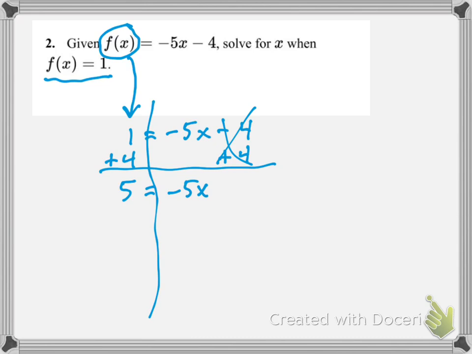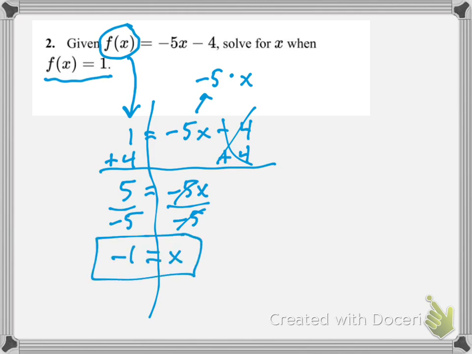Now, some of you are going to say, well, Mr. Habit, why didn't you plus 5? Well, because this is negative 5 times x, okay? So that's multiplication, all right? The opposite of multiplication is not addition, so you don't do that. The opposite of multiplication is division, okay? So 5 divided by negative 5 is negative 1, okay?